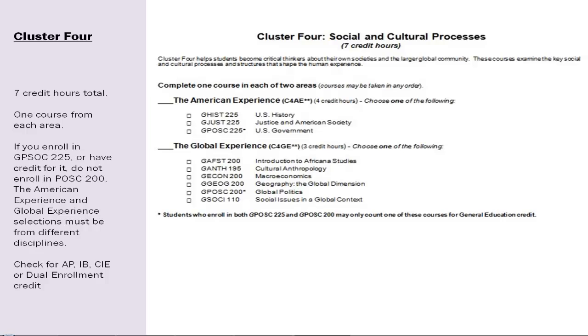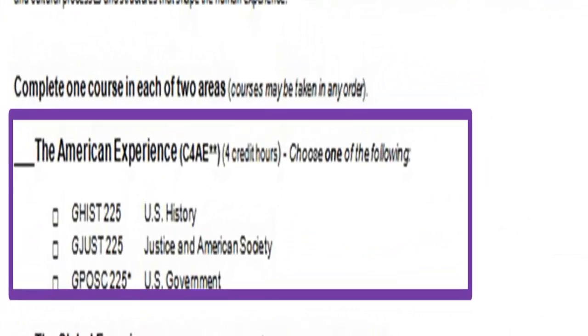Cluster 4. The social and cultural processes require students to think critically about their own society and its relations to the larger global community. There are 2 course requirements in Cluster 4. The first is the American Experience. These courses focus on the structure of American life today through American history, the U.S. government, or the justice system. This is another area where many students have already earned credit for these courses through AP, IB, CIE, or dual enrollment.